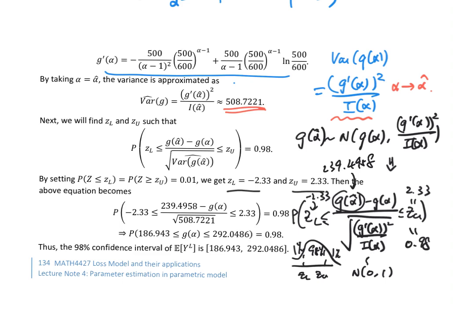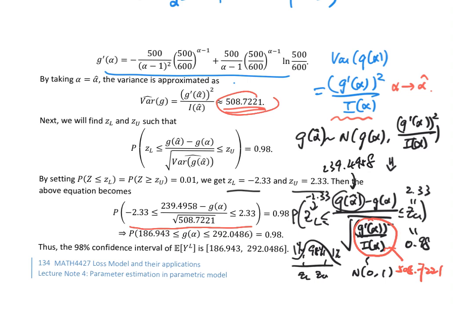239.4958. Okay, and here in order to solve this inequality for alpha, remember we try to approximate this variance by this number as well. Okay, so after you have made all this preparation, then that will be the inequality that you are going to solve.